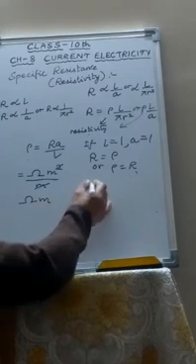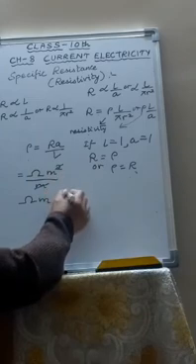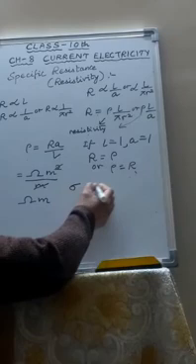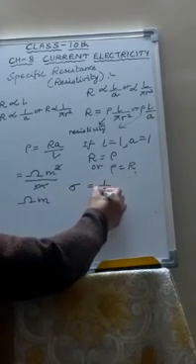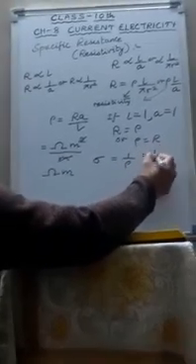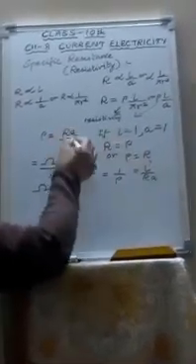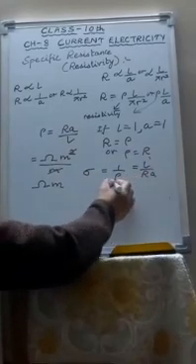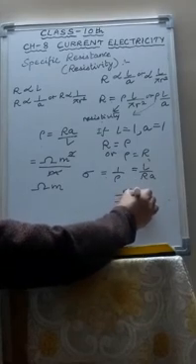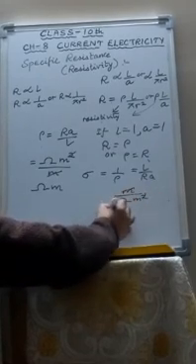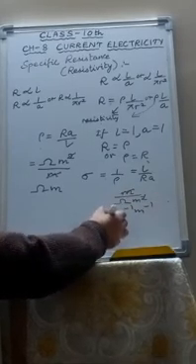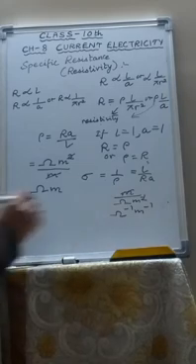Now conductivity, like conductance, is the reciprocal of resistance. So conductivity is denoted by the sign sigma. Conductivity is reciprocal of resistivity. So sigma equals 1 upon rho equals L upon R A. So what will its unit become? Unit of length is meter, unit of resistance ohm and unit of area square meter. So it becomes per ohm per meter, and it is also known as Siemens per meter.